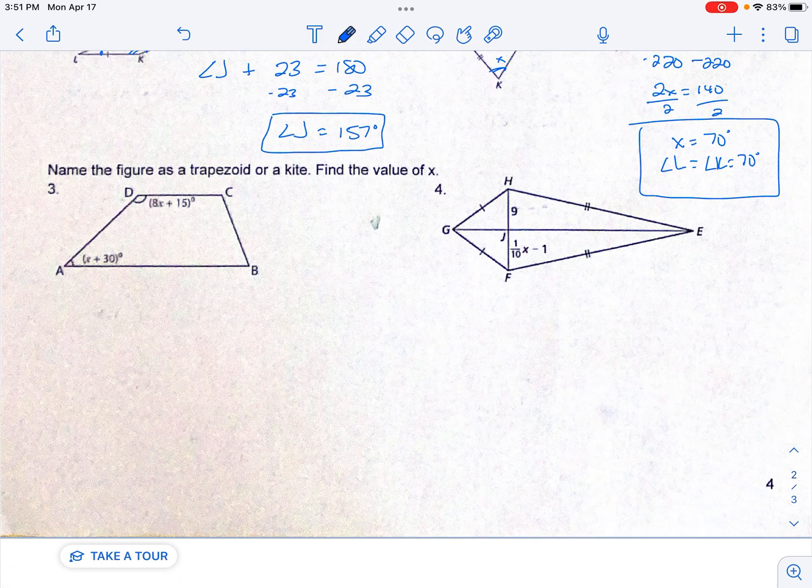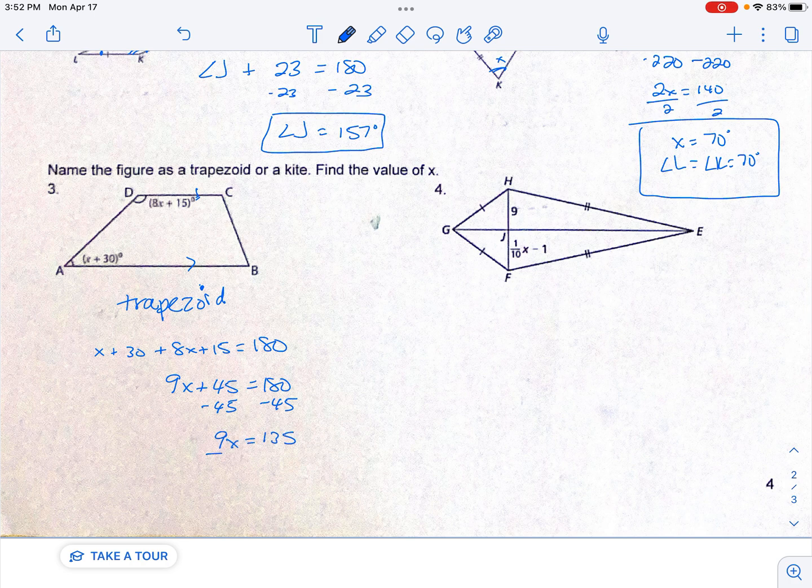Number 3, this doesn't technically have any parallel sides marked, but just looking at the picture, we know that this is a trapezoid. So these two angles are going to have to add up to 180. So we have X plus 3 plus 8X plus 15 equals 180. So I have my basic algebra problem I'm just going to solve. So 9X plus 45 equals 180. Subtract off the 45. 9X equals 135. Divide by 9. X equals 15.